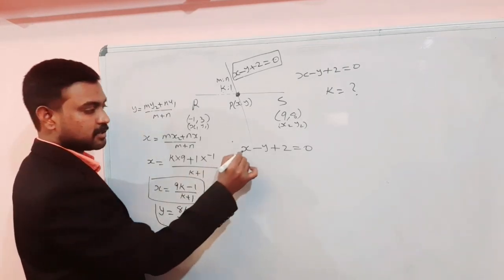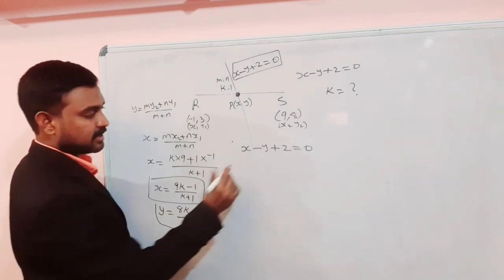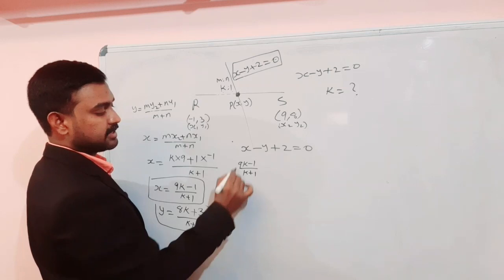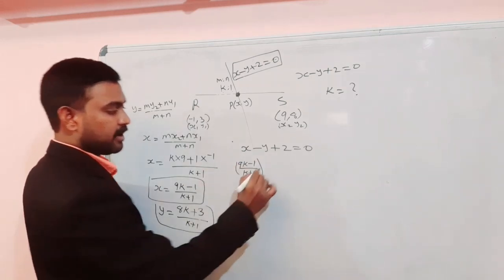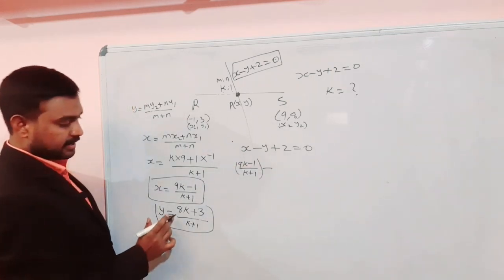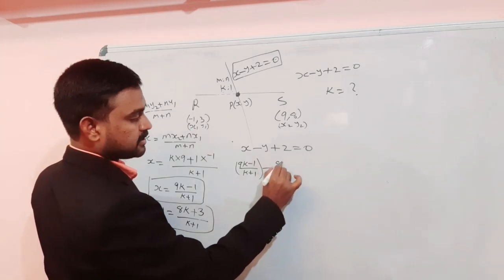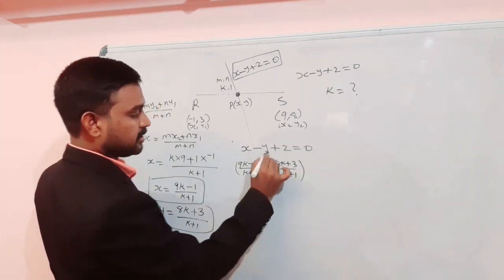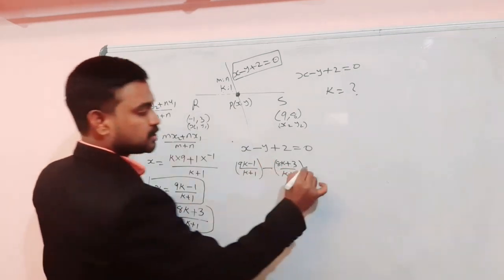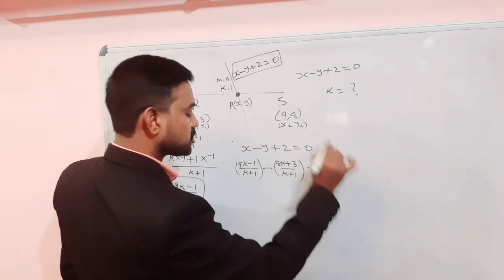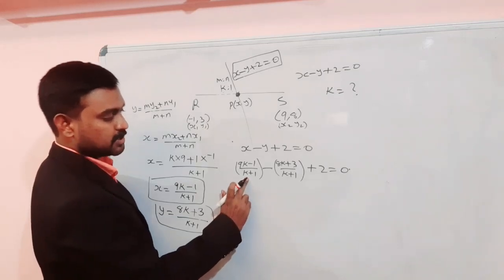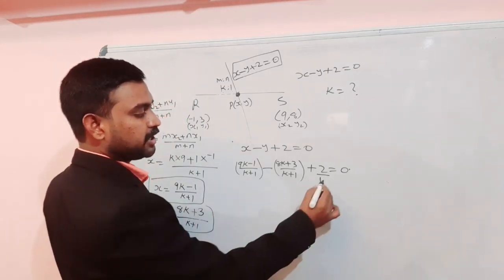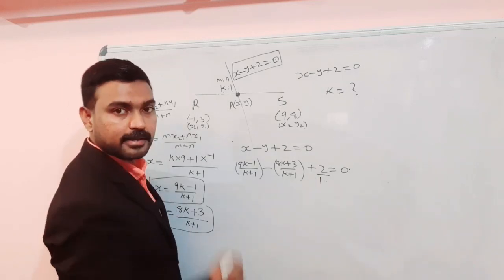So my dear students, instead of this x, I am writing this answer: 9k minus 1 divided by k plus 1. Minus, instead of this y, we can write 8k plus 3 divided by k plus 1. This is the y value. Plus 2 is equal to 0. Here the denominator is k plus 1, here the denominator is k plus 1, here the denominator is 1. So to equalize both sides, we can multiply by k plus 1.